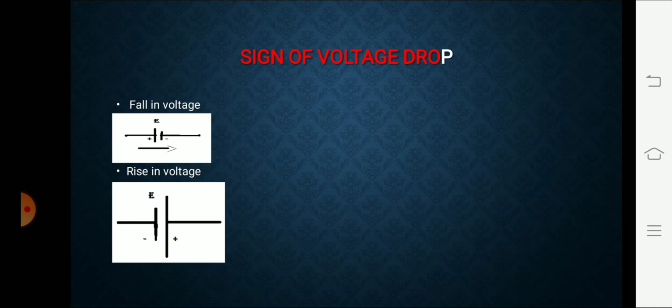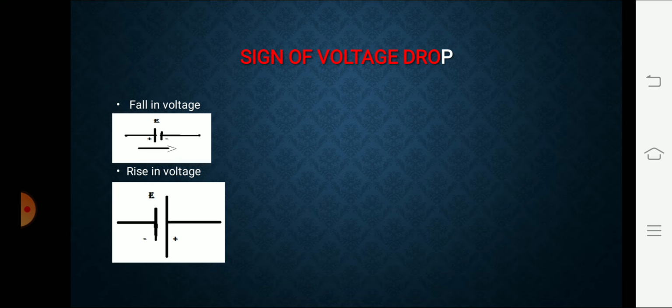Next, the sign of the voltage drop. When current flows through a resistance, there is a voltage drop across the resistance. The polarity of this voltage drop always depends on the direction of the current. The current always flows from higher potential to lower potential. While tracing a closed path, if you go from the negative marked terminal to the positive marked terminal, the voltage must be taken as positive. This is called potential rise.